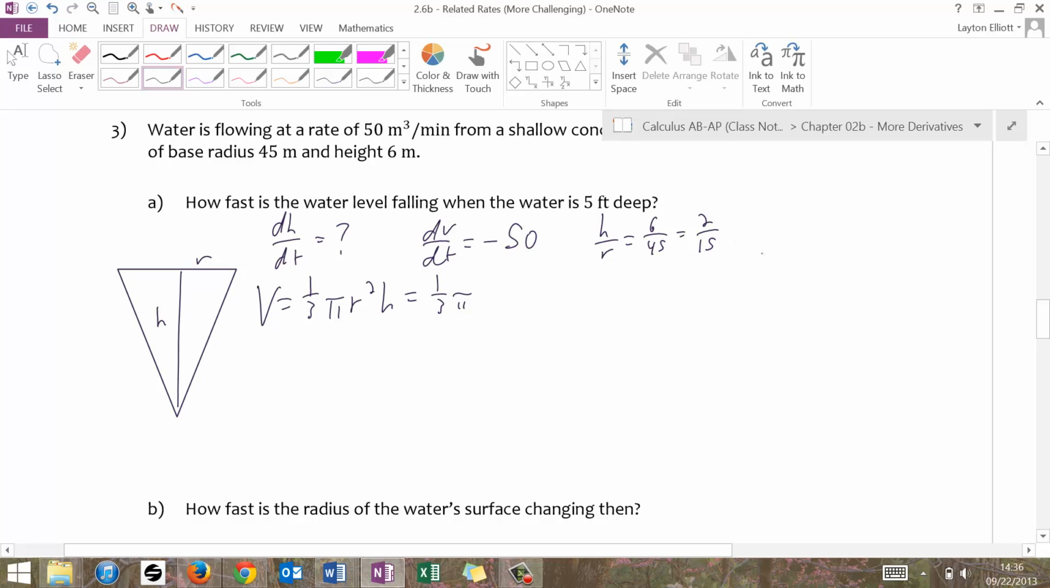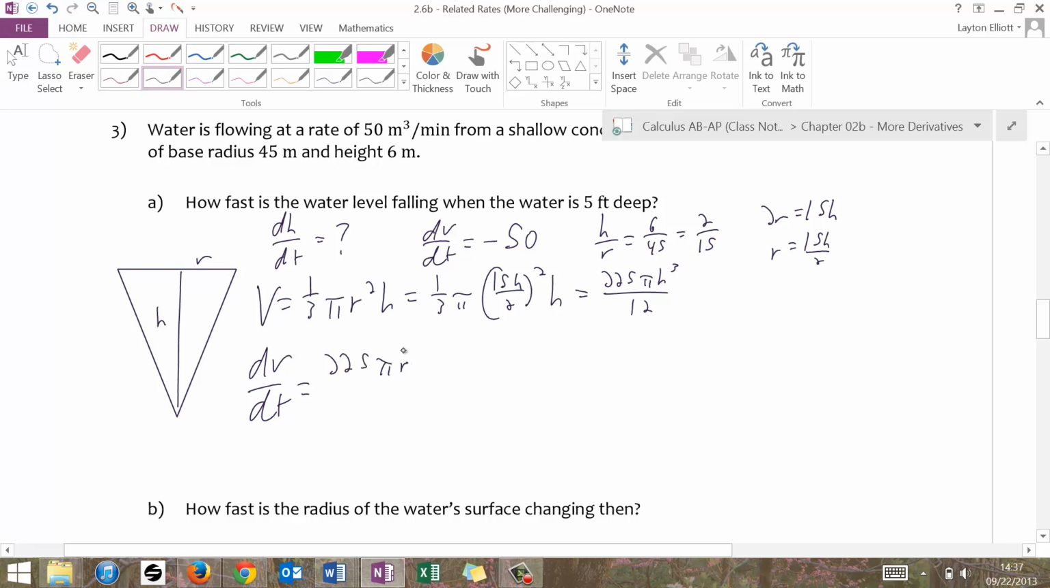I wanted to solve for R, so we'd say 2R is equal to 15H, and R is equal to 15H over 2. So I'm going to take that and plug that in. We have (15H over 2) quantity squared times another H, and that's going to be equal to 225H cubed over 4. So V is 225 pi H cubed over 12. So dV/dt is 225 pi H squared over 3 and 12 cancel to get 4 dH/dt.